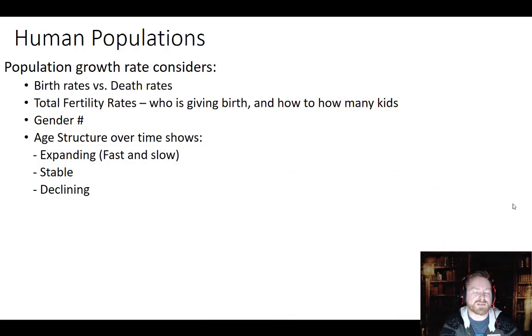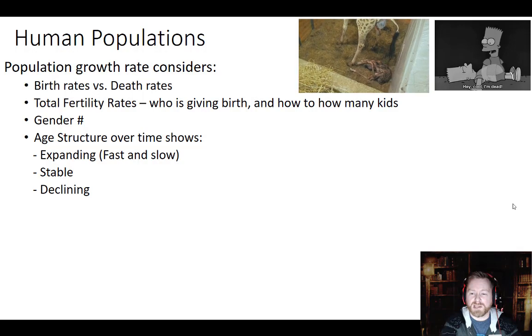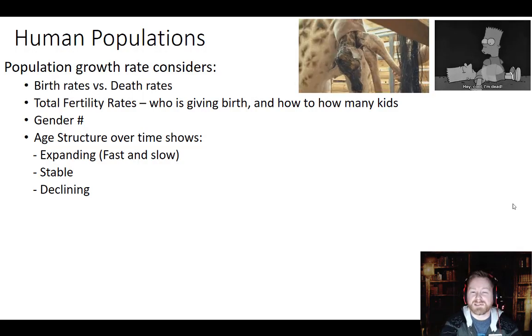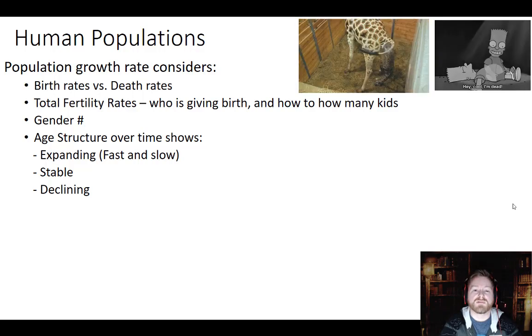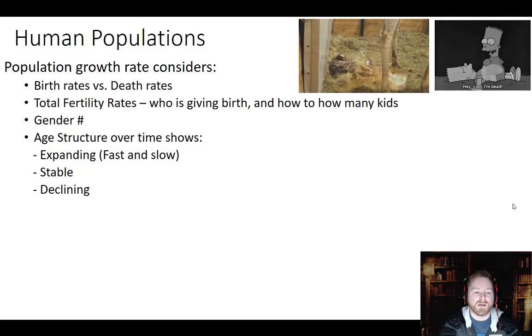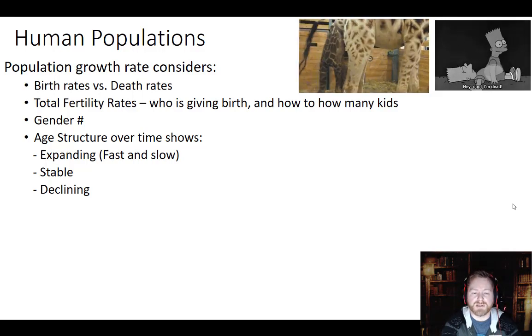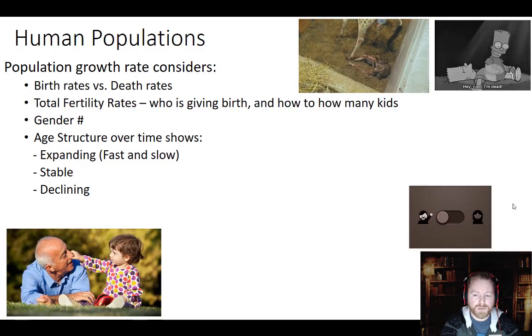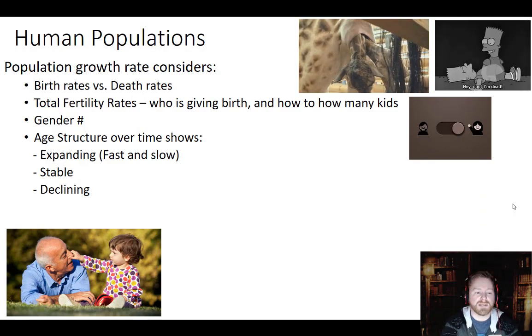So what about human populations? Whenever we look at human populations, because again, like I said earlier, our numbers are growing, right? We look at birth rates and we look at death rates, right? What's coming into the population, that's gross, but what's coming into the population and what's going out of the population. That's going to be really important for us to know, right? We want to also know what's the total fertility rate. So who is giving birth and how many kids are they having? We also want to know gender, how many males and how many females. That's going to affect populations.